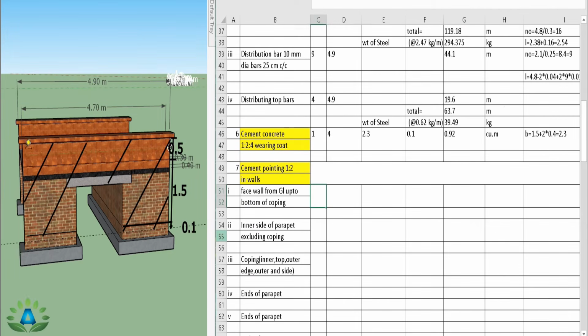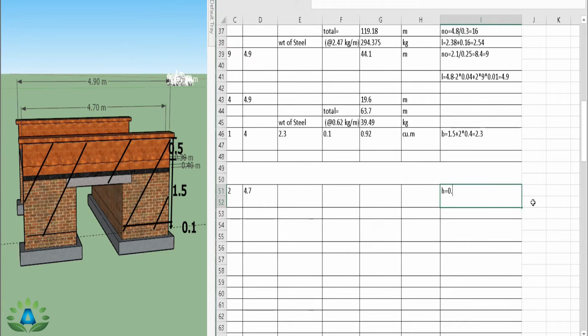And we are going to do this same pointing on another side. So we have numbers 2 having the length of 4.7 meter, and it doesn't consist of the width, so the height equals 2.1 meter, that is h equals 0.1, that is below ground level, plus 1.5 meter plus 0.5 meter, that can be clearly seen from this figure. So height equals 2.1 meter, and we get our total quantity 19.74, and the unit is meter square.